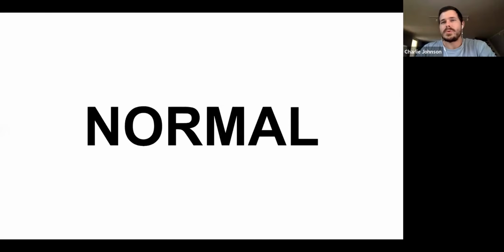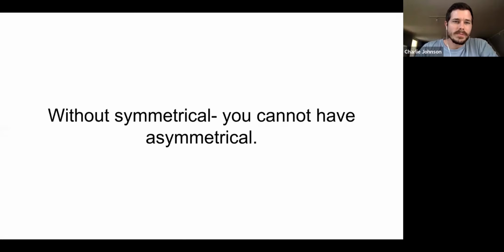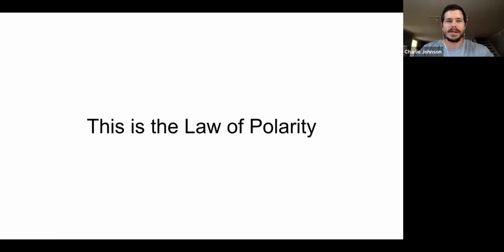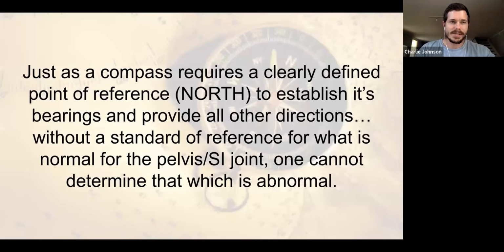And so without black, you can't have white. Without normal, you cannot have abnormal. Without symmetrical, you cannot have asymmetrical. I think you see what I'm getting at here. This is the law of polarity. Nothing exists without context, right? So just as a compass requires a clearly defined point of reference, or north, to establish all of its other bearings and provide you with the other directions, without a standard of reference for what is normal function, or position, of the pelvis and SI joint, one cannot determine that which is abnormal. You just can't do it.